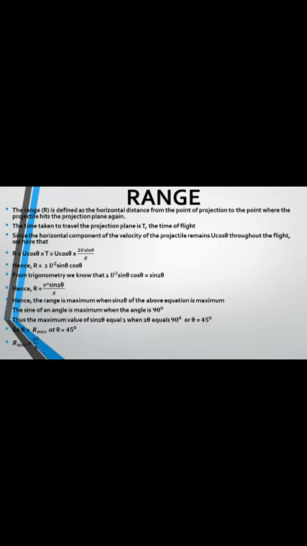So what that tells us is that maximum range could be attained whenever theta is equal to 45 degrees, because 2 times 45 will give you 90, and you know that sine 90 is equal to 1. So anytime theta is equal to 45, we are going to get our maximum range. So at maximum range, our formula will be equal to u squared all over g.